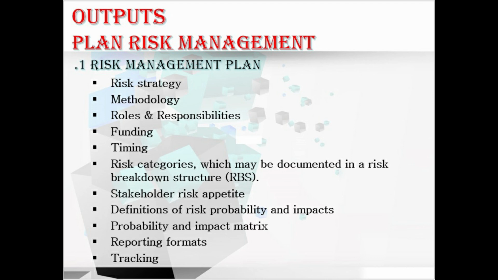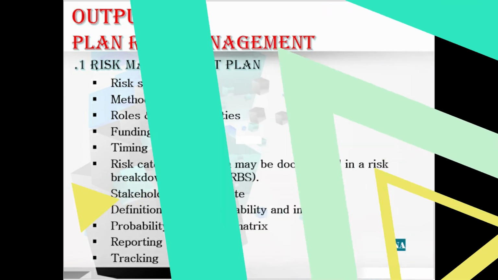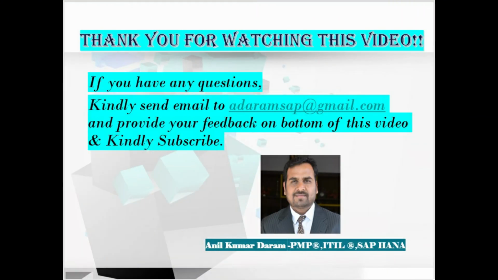Fine. We have completed the outputs of the plan risk management process also. So we have covered all the ITTOs, that is the inputs, tools and techniques and outputs of the plan risk management process. This completes our first session, that is the first process in the project risk management knowledge area, and hope this complete session is easy and understandable. Fine. Let's discuss in more detail the next process in the project risk management knowledge area, that is identify risks.